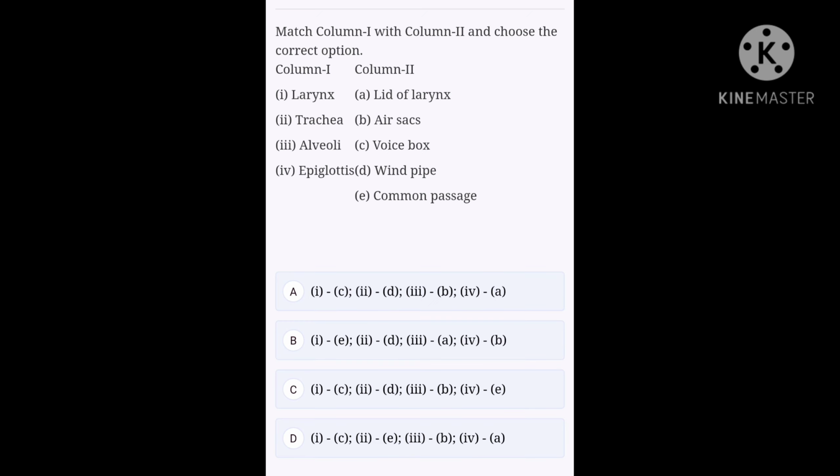Okay, next question. Match column 1 with column 2 and choose the correct option. Column 1: larynx, trachea, alveoli, epiglottis. Column 2: lid of larynx, air sacs, voice box, windpipe, common passage. 1 larynx matches with C voice box, then 2 trachea goes with D windpipe, then 3 alveoli matches with B air sacs, epiglottis matches with A lid of larynx, and at last option A is the right answer for this question. Okay, let's see our next question.